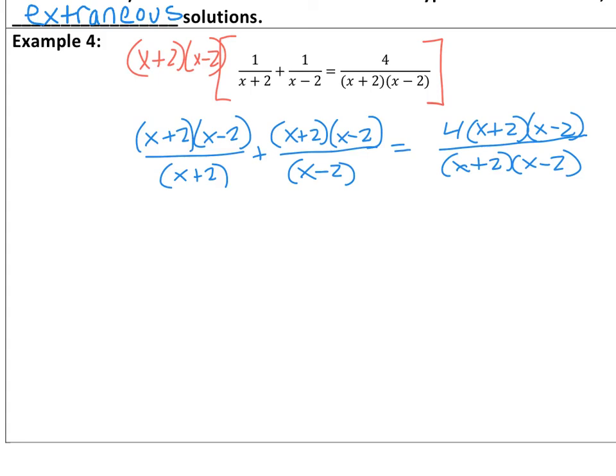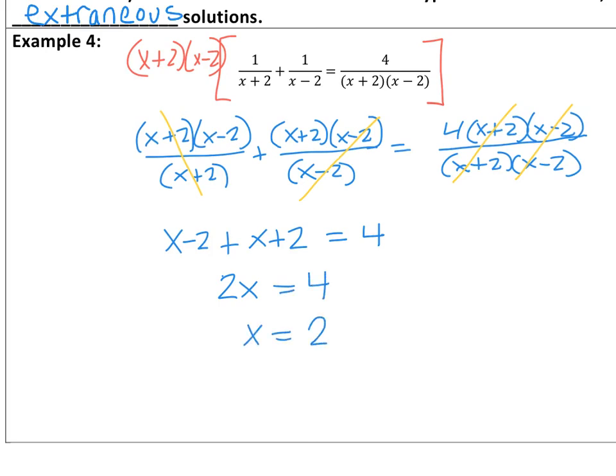So now we can start to reduce. On that first term, the x plus 2 over x plus 2 reduces to 1. On the next term, x minus 2 over x minus 2 reduces as well. And then on the right side, both these terms will reduce out to 1. So what do we have left? We have x minus 2, and I can drop these parentheses at this point because they're really not doing anything for us. We have no denominators left. Over 4, so I have 1x plus 1x is 2x. Negative 2 plus 2 reduces to 0. Inverse operations, divide both sides by 2, and I get x equals 2 as my solution.